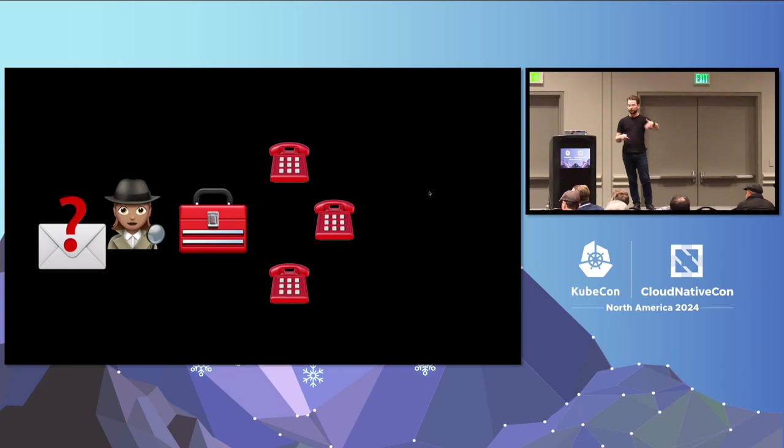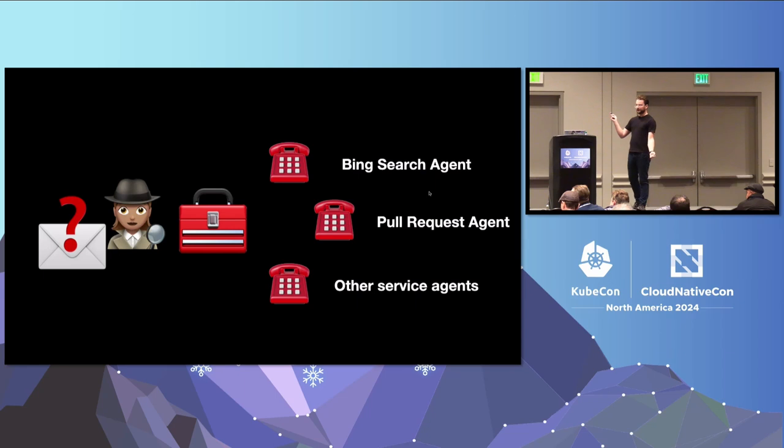It has its toolkit of a bunch of other agents that it can call: the Bing search agent, the pull request agent, the issues agent. We even have a release agent that we built that could tell you about new releases that are happening on GitHub and certain projects, and so on and so forth. This was extremely extensible, and we would have continued to build more and more capabilities into these agents.